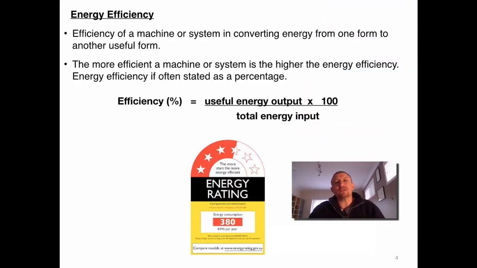So we've talked about Sankey diagrams, useful energy and wasted energy, and I've talked a lot about energy efficiency. But how do we calculate energy efficiency? Energy efficiency is written as a percentage. The percentage is, of the total amount of energy coming into the system, how much of it is converted into useful energy. The formula is shown there in bold. Efficiency as a percentage equals the useful energy, the amount of energy coming out, times 100, divided by the total amount of energy put in. From that you will get a value.